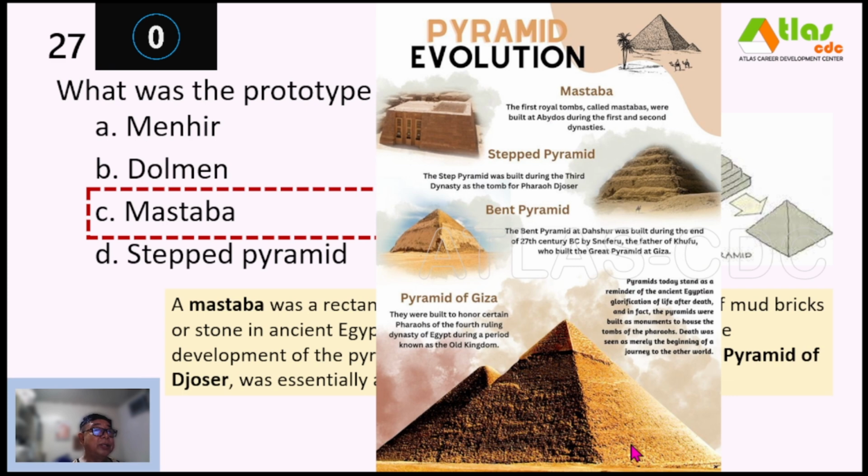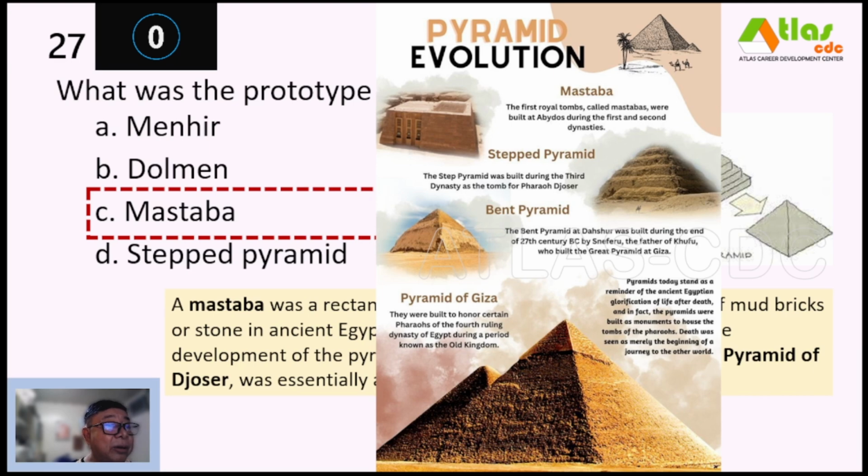So ito yung evolution. The mastaba is the first royal tombs called mastabas built at Abydos during the first and second dynasties. The step pyramid was built during the third dynasty as the tomb for Pharaoh Djoser. And the bent pyramid here at Dashur was built during the end of 20th century BC by Sneferu, the father of Khufu, who built the Great Pyramid at Giza.